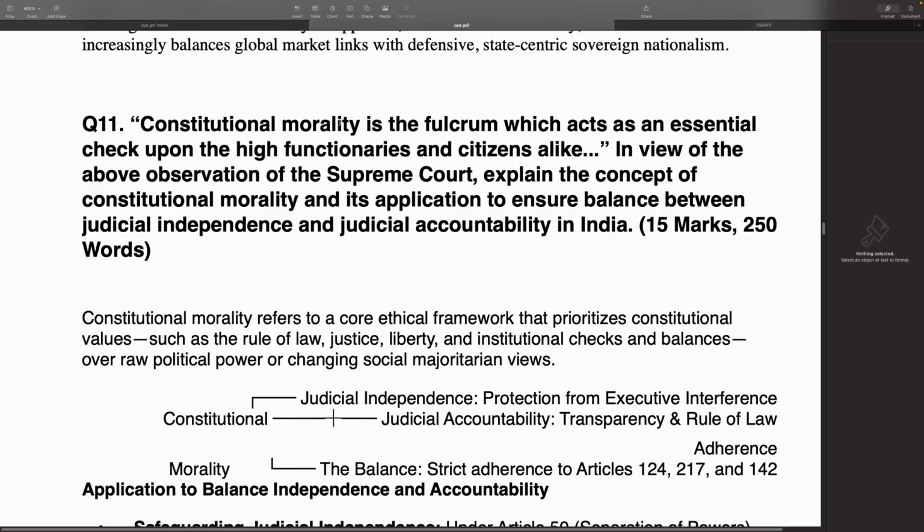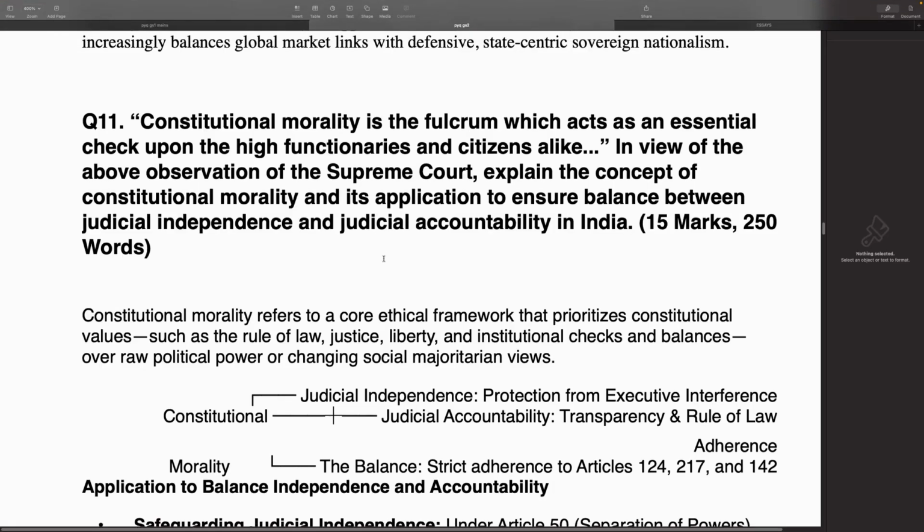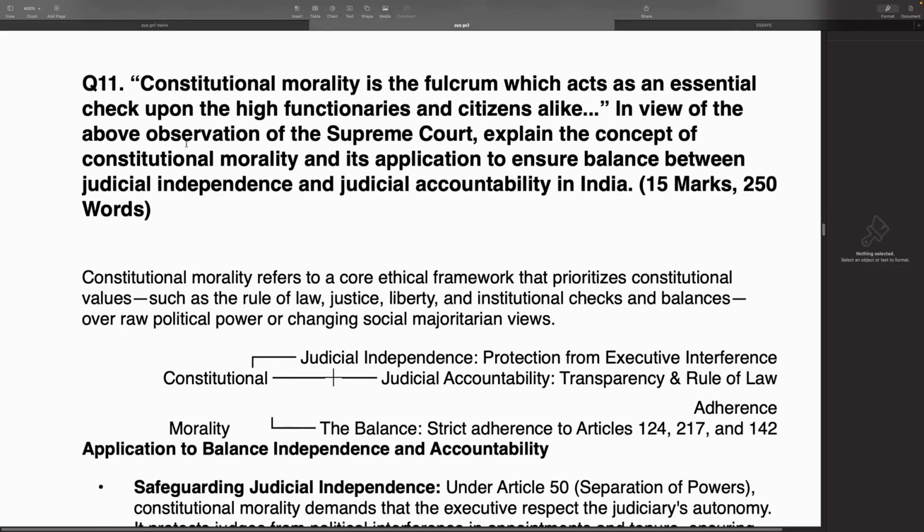Okay, so let's get started with GS2. Question 11. Constitutional morality is the fulcrum which acts as an essential check upon the high functionaries and citizens alike. In view of the above observation of the Supreme Court, explain the concept of constitutional morality and its application to ensure balance between judicial independence and judicial accountability in India.